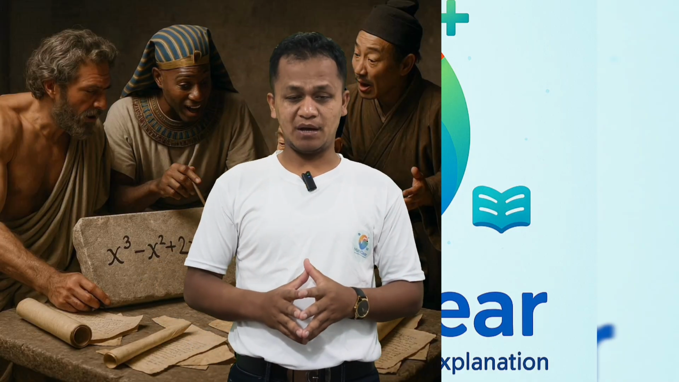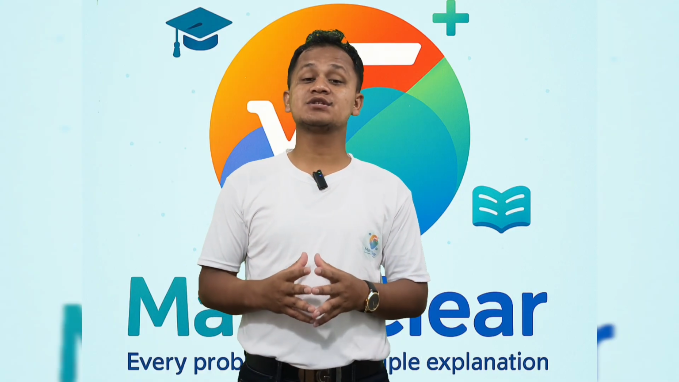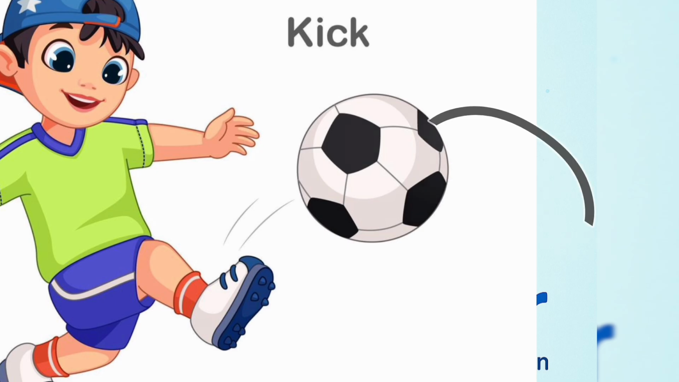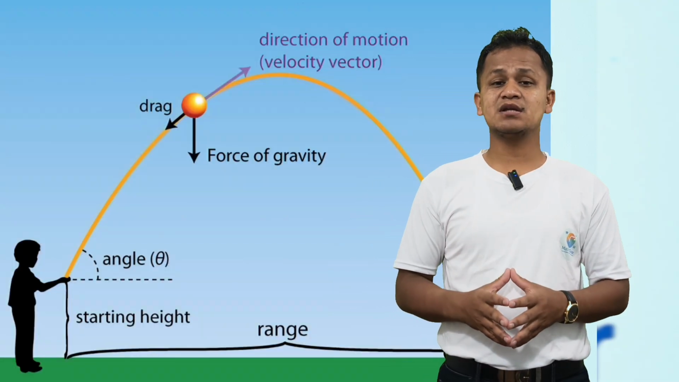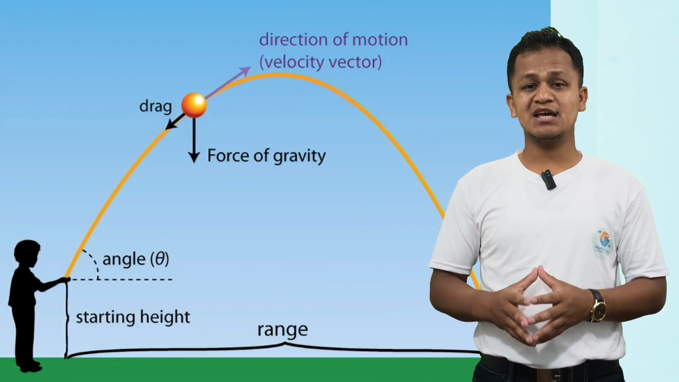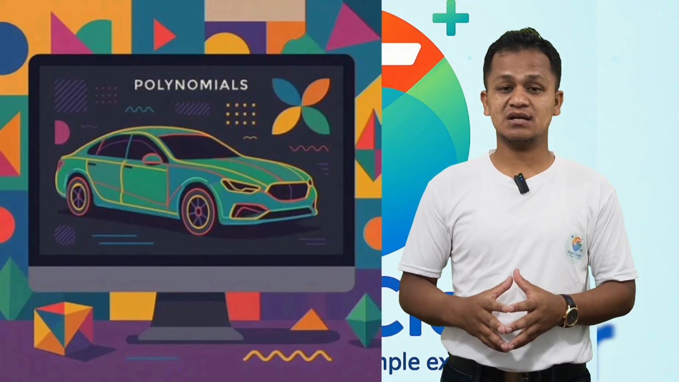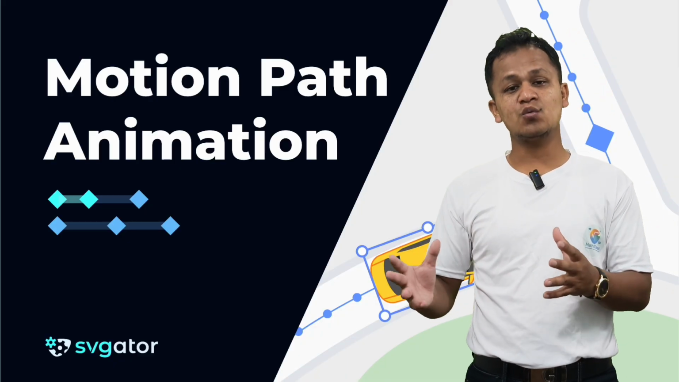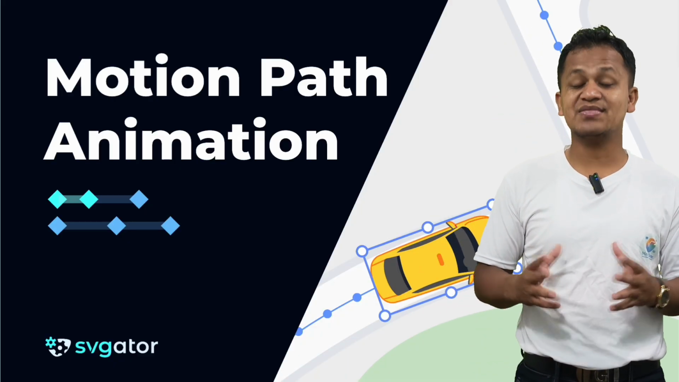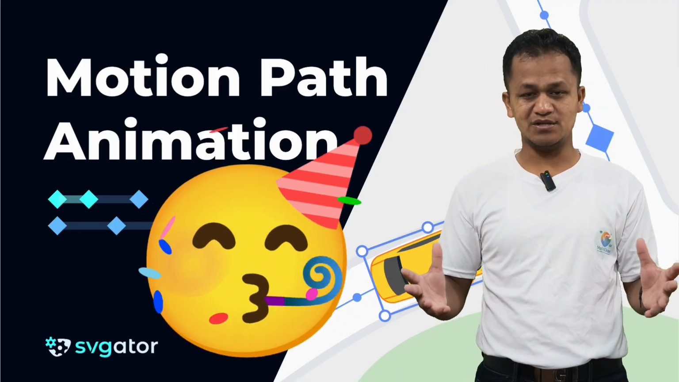Right from the ancient times, people used to express patterns, solve equations and approach real-world problems with the help of polynomials. Even until today, every time we kick a football along a curve, represent a profit curve in business, describe trajectories of moving bodies, or use computer graphics to design cars, aircraft, buildings, and animation paths, we are secretly using polynomials. And that is the amazing story of polynomials.